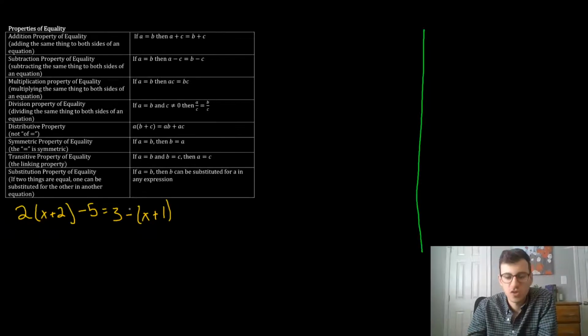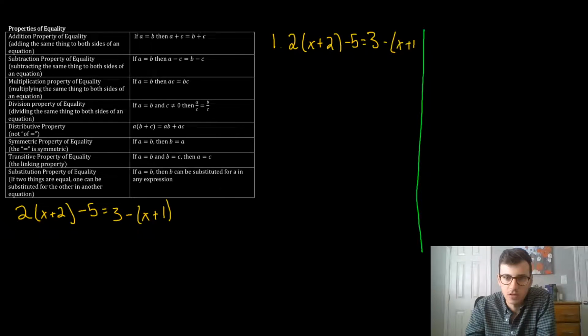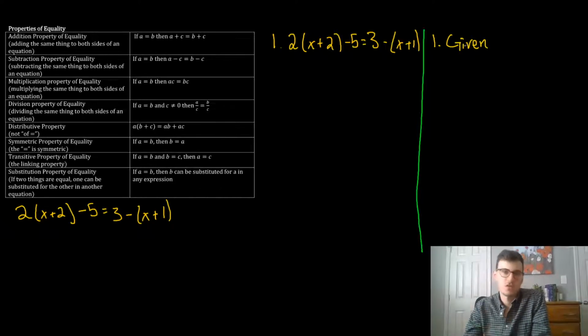The first step is always just to write the problem. I've got this problem right here. So the first step is always just to write out the problem. 2 times (x plus 2) minus 5 equals 3 minus (x plus 1). And so we number our steps just so that we can see whatever I'm doing on the left, that corresponds to the same number over here on the right. And we call that our given, right? The problem is always what's given to us. And as we move on, it'll be different bits of information that are given to you, but now what's given to us is the problem.